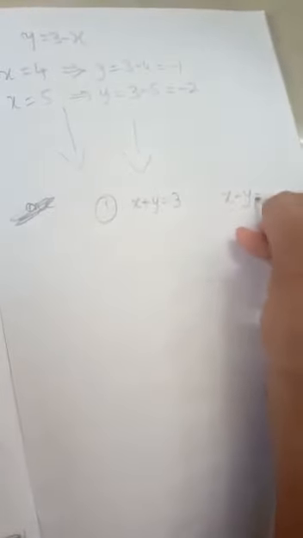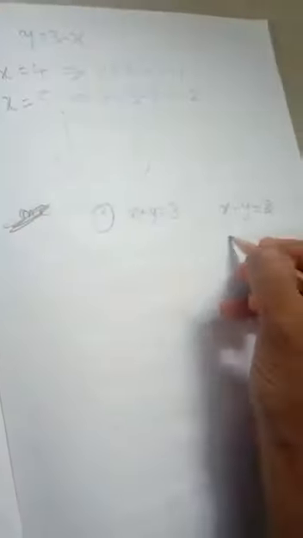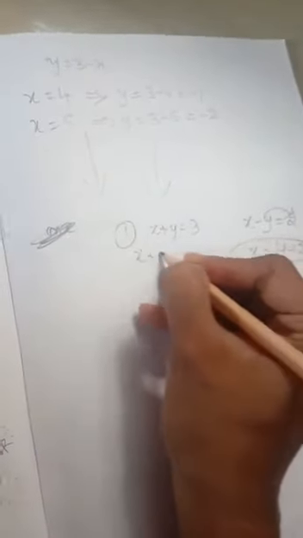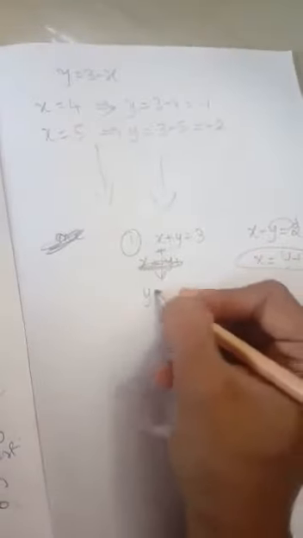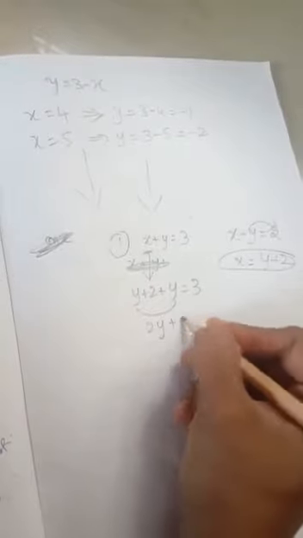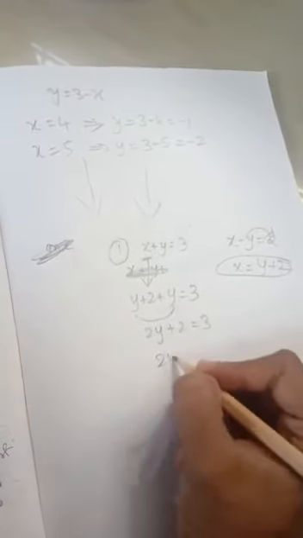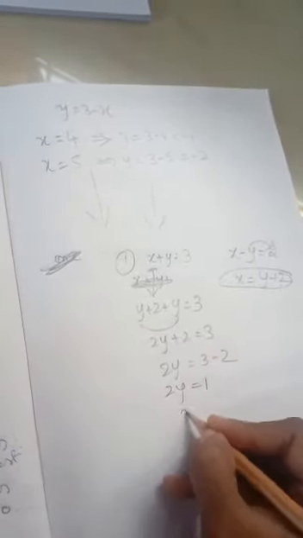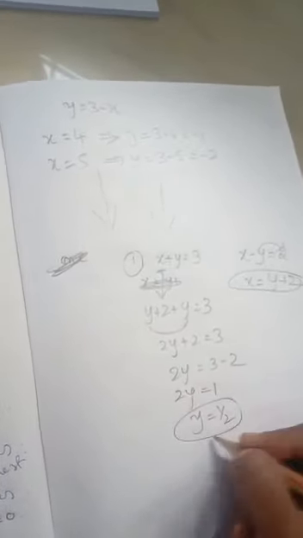x minus y is equal to 2. There are two equations. Therefore, x is equal to, shifting to the right side, y plus 2. The value of x is y plus 2. Substitute: y plus 2 plus y is equal to 3. Therefore, 2y plus 2 is equal to 3. 2y is equal to 3 minus 2. Therefore, 2y is equal to 1. Therefore, y is equal to 1 by 2, or half.